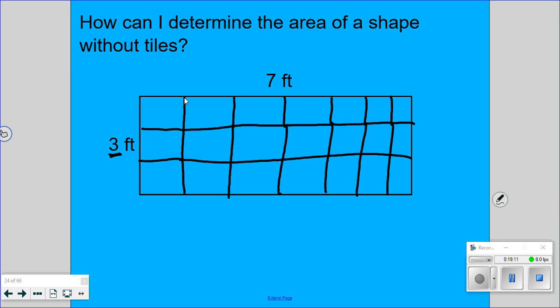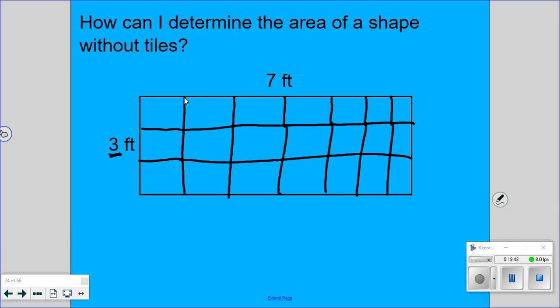Got them drawn in? Now, I didn't use square tiles, but can I figure out what the area is? Yes. I can count them. Paxton and Marley gave us the strategy of skip counting them. Like 3, 6, 9. Raise your hand and tell me what is the area of this shape that we just drew. I'm going to wait till I see everyone's hands because everyone can count.